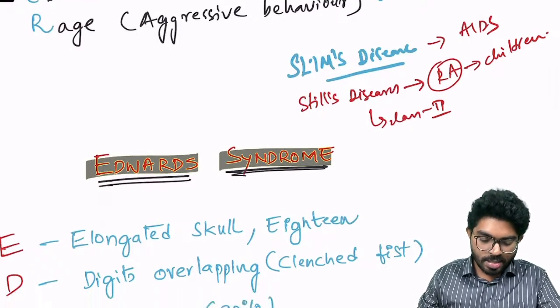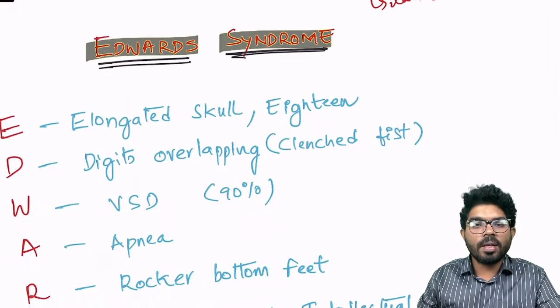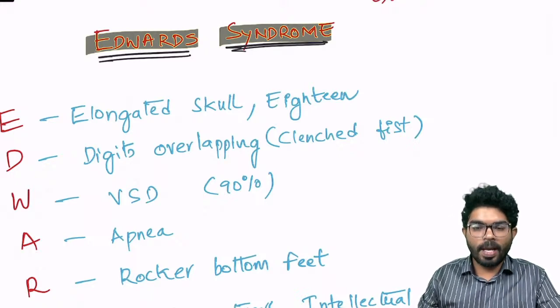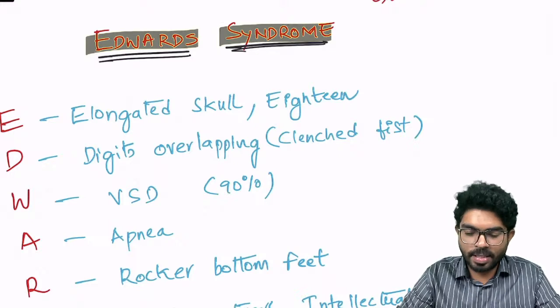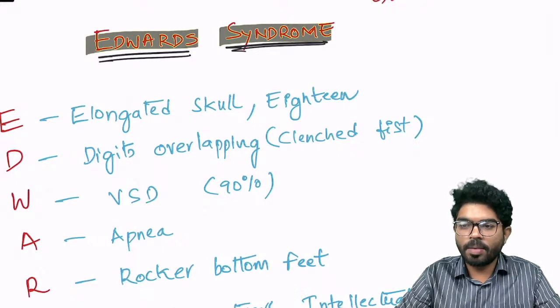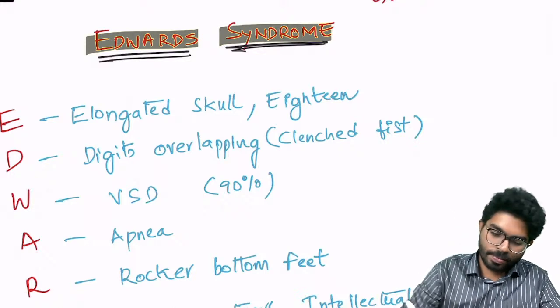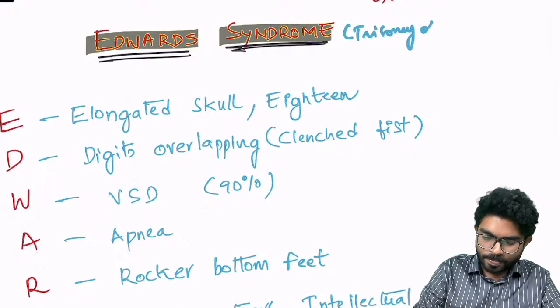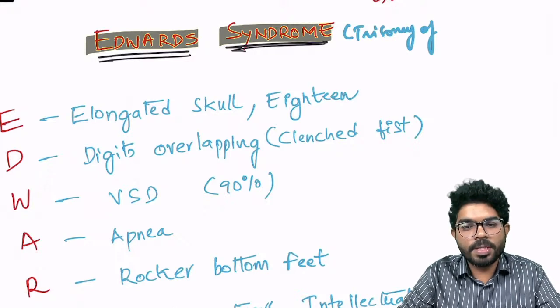The next comes Edwards syndrome. We have learned some trisomies, right? So Edwards syndrome is which number trisomy? Trisomy 21 is Down syndrome, yes, you are right. So Edwards syndrome is which number trisomy?